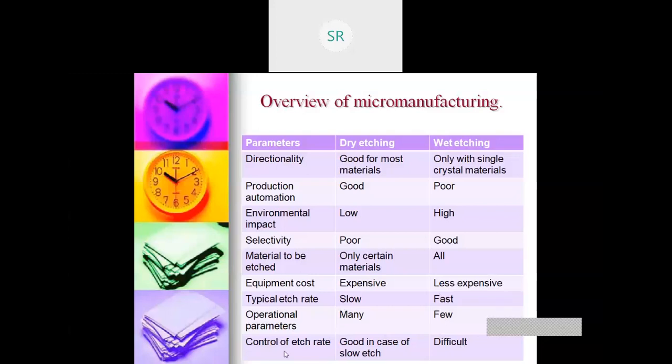In the control of etch rate, it is good in the case of slow etch, and in wet etching it is very difficult to control the etch rate. So this is very important from the exam point of view: what is the difference between dry etching and wet etching? Any doubt can clarify.